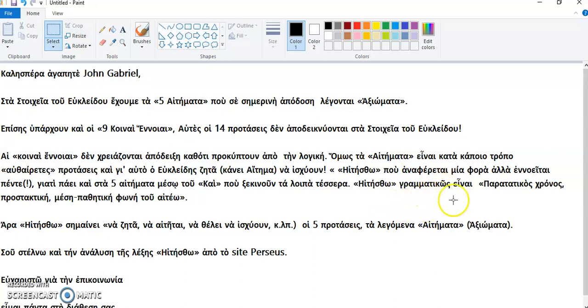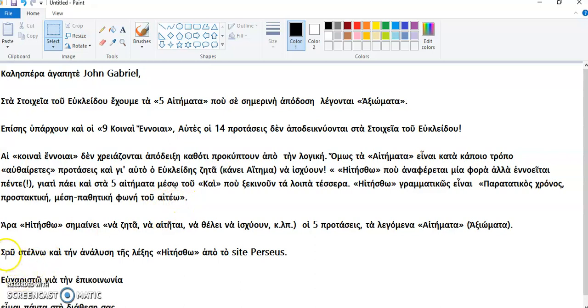So itiso grammatikos είναι παρατατικός χρόνος, προστατική μέση παθητική φωνή του ετέω. Okay, so now this here simply is saying that it's in an imperfect or protective tense, and that it is a middle passive voice of "I ask." Etel means I ask or I claim or I require.